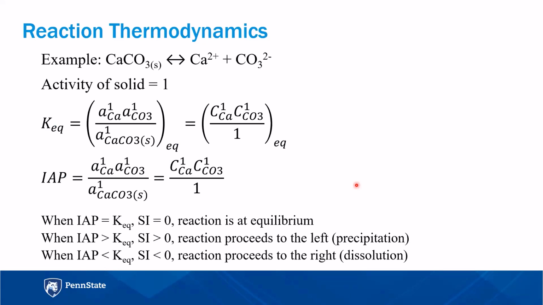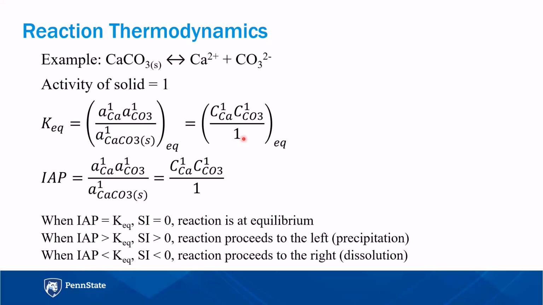To put this in context with the calcium carbonate weathering reaction, we can write out the reaction, the KEQ, and IAP expressions here. We have our products, calcium and carbonate, in the numerators of these expressions, and we have our reactant, solid calcium carbonate, in the denominator. The stoichiometric coefficients for each of the constituents is 1, and the activity of a solid is also equal to 1. So we don't need to include the concentration of solid calcium carbonate in either of these expressions.